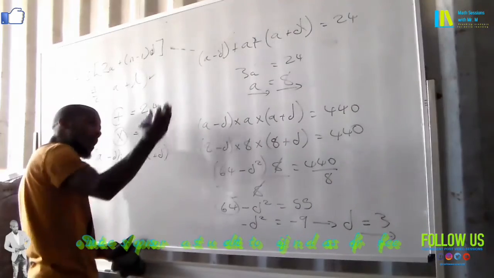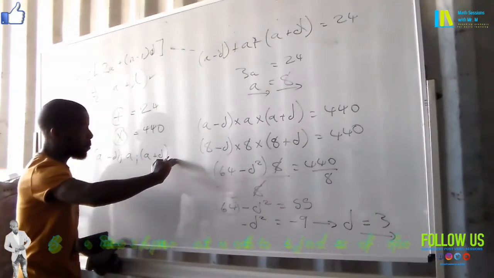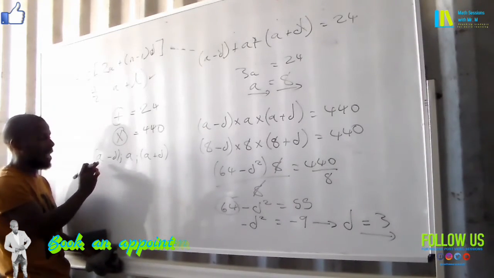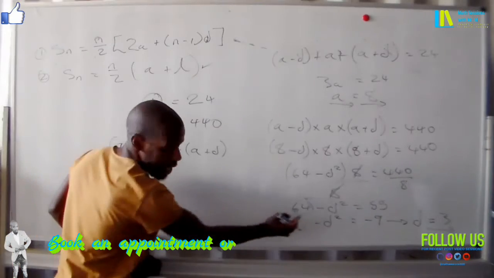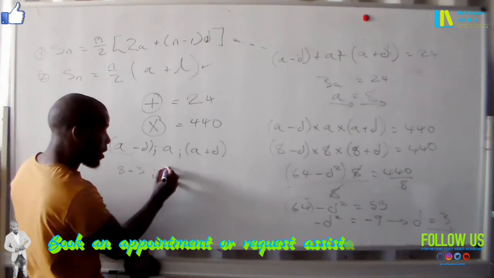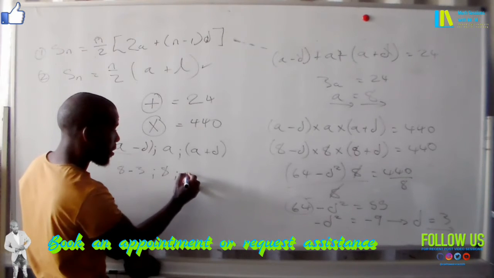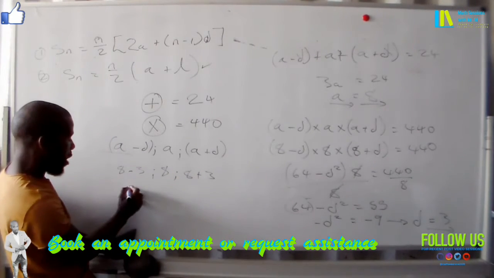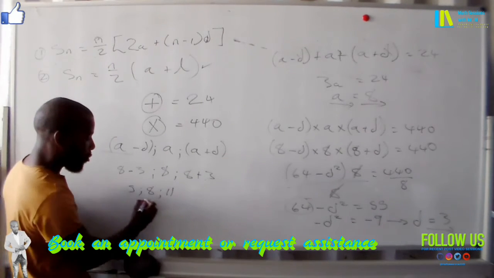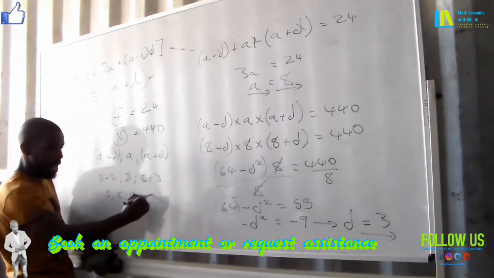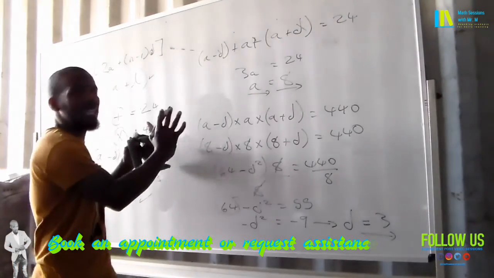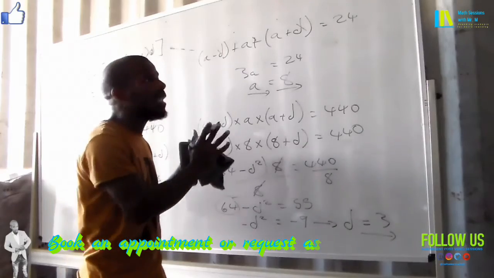Now you go back to your primary statement right there, because the first three terms of an arithmetic progression are given as this. So you take your A, which is 8 minus your D, which is 3. Your A is 8, and the third term is 8 plus 3. So you have 5 here, you have 8 here, you have 11 there. So the first three terms are 5, 8, and 11. And that's how easy it is to approach this one. So this is basically the arithmetic side of this series.